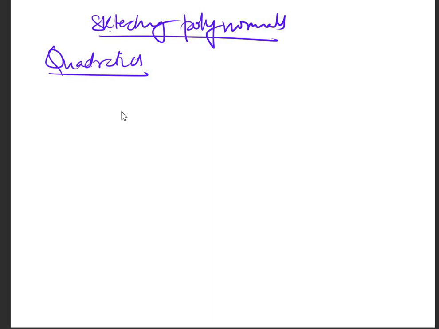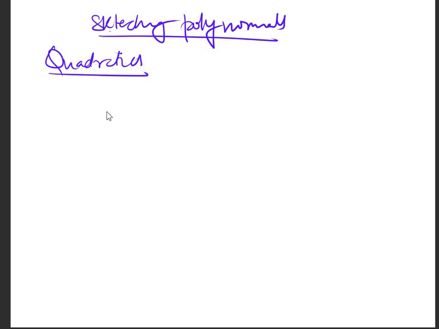Okay, so today we are going to sketch polynomials, and primarily we are going to deal in quadratics, cubics, and quartics. So how do we sketch a quadratic?